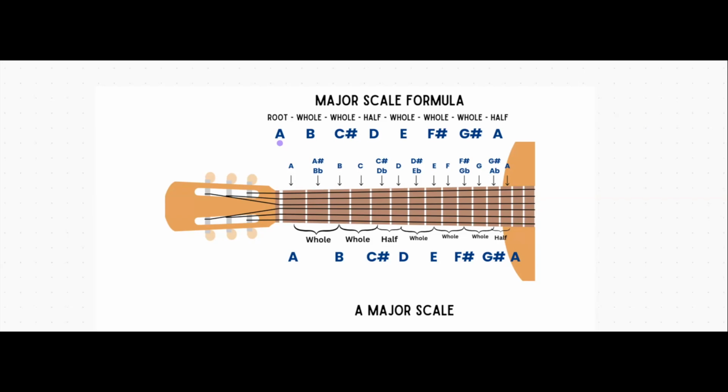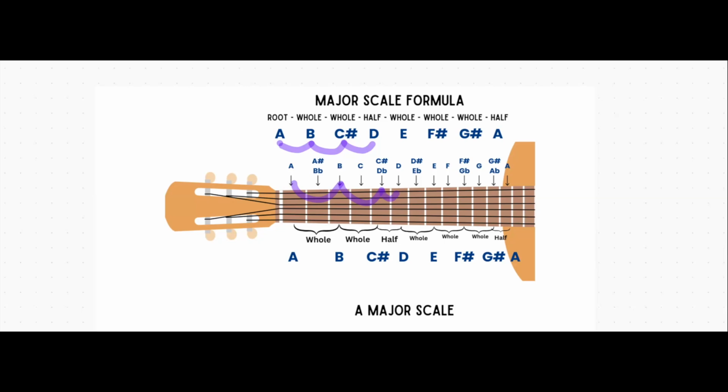What we mean by whole, whole, half, whole, whole, whole, half, which we've gone over with the whole and half steps, is that from the root A, it's a whole step to the B. A to B is a whole step. Two frets here, right? From B to C sharp is again a whole step. See, we skip C, it's a whole step. From C sharp to D is a half step. So we just go one fret, see? Whole, whole, half.